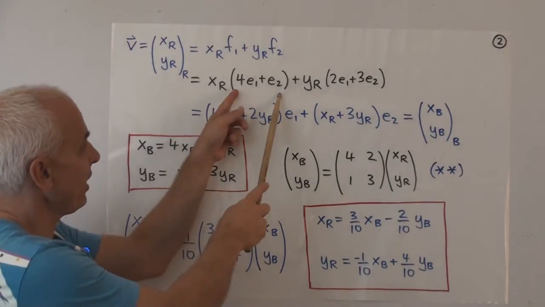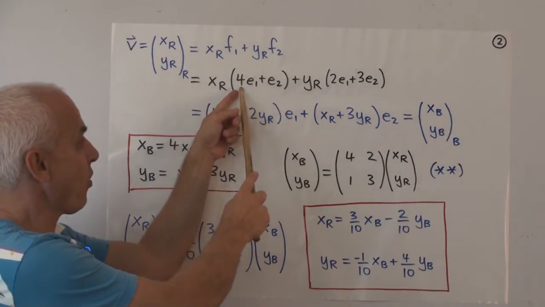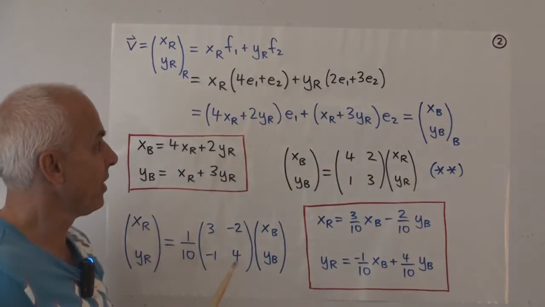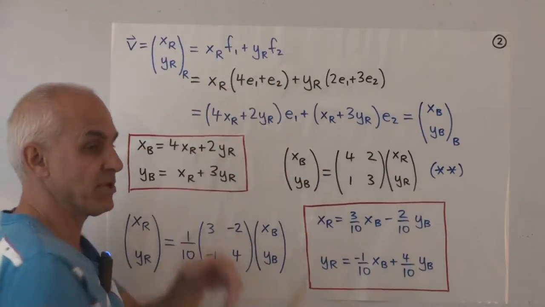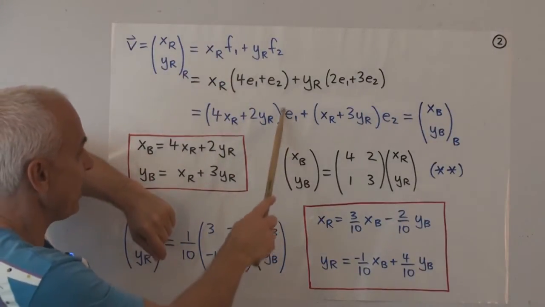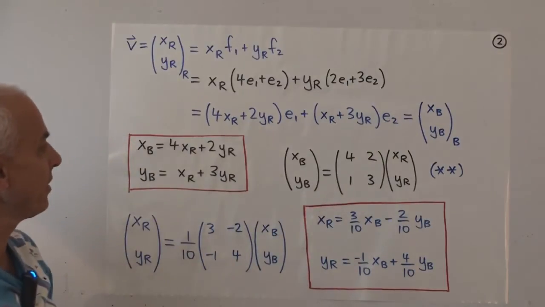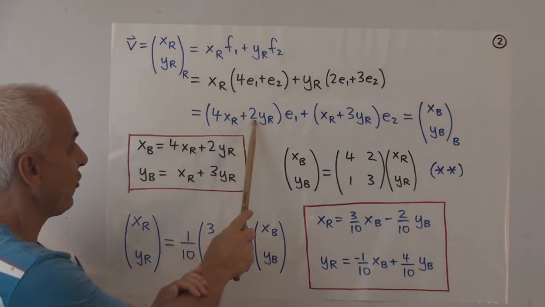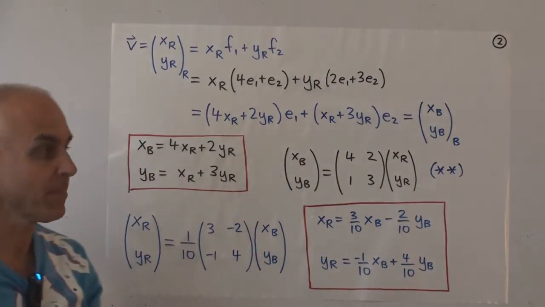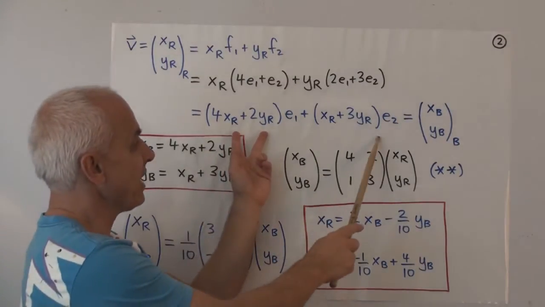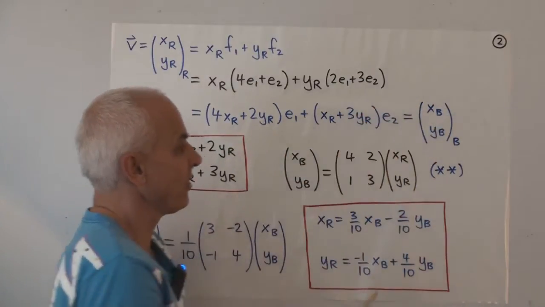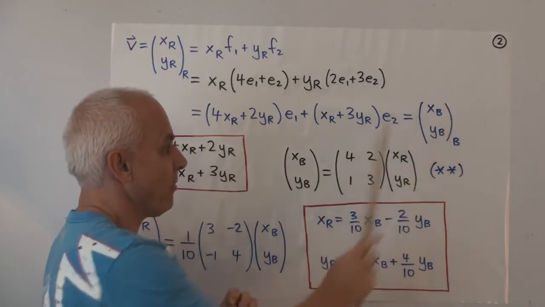Now we've just seen what f1 is in terms of Bob's basis vectors. It's 4e1 plus e2. And we've seen what f2. It's 2e1 plus 3e2. So we can replace f1 and f2 by their representations in Bob's system. And then when we expand this out, group all the e1 terms together and all the e2 terms together, then we get 4xr plus 2yr times e1 plus xr plus 3yr e2. And this means that, according to Bob, the coordinates are this and this, which we can write as a vector like this. So there's Bob's x-coordinate, Bob's y-coordinate.